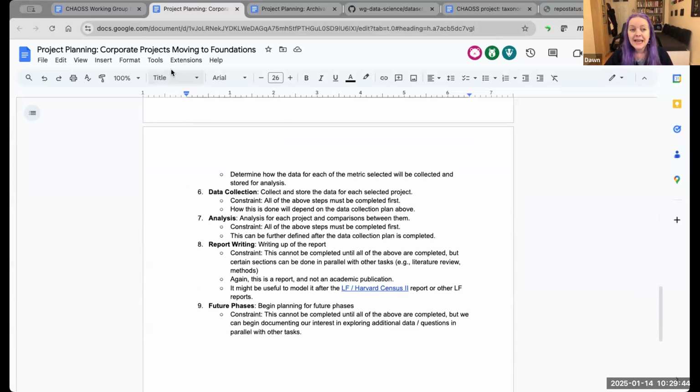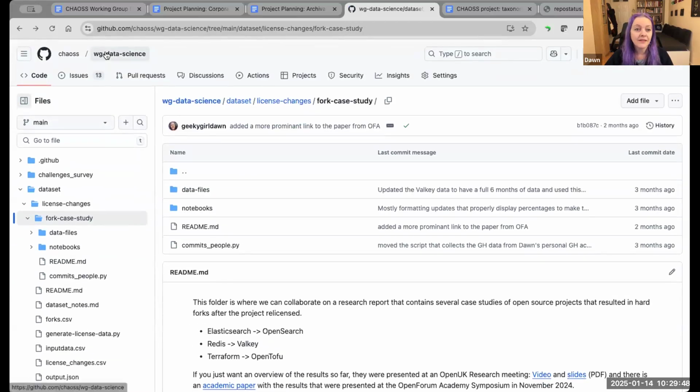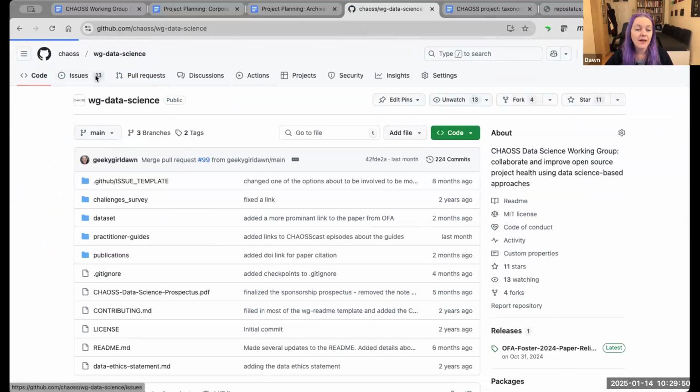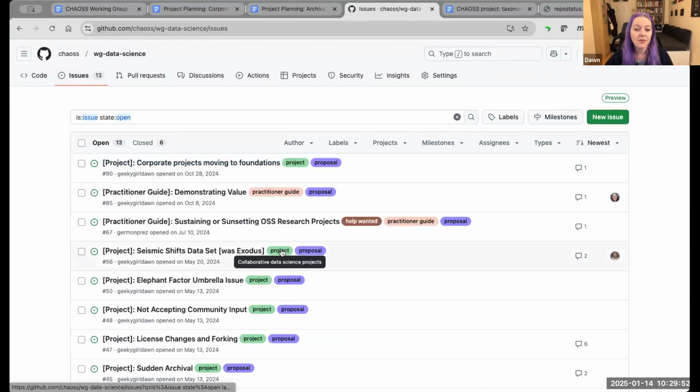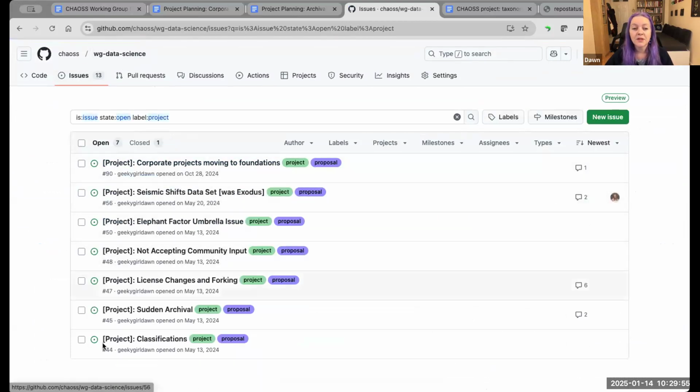And like I said, in the working group, we have issues that are project proposals. So we have other proposals that we can take and we can do similar definitions around. I mostly started with these two so that we could get people working on them and get a sense for how well this works as a definition.